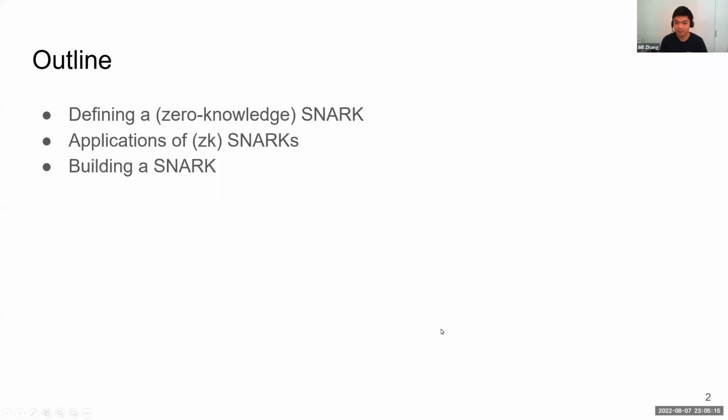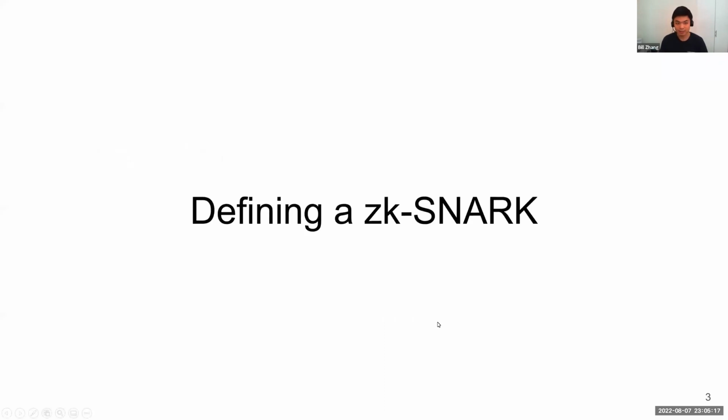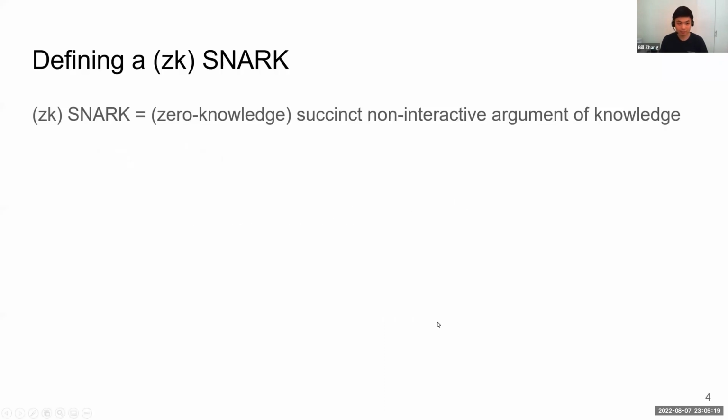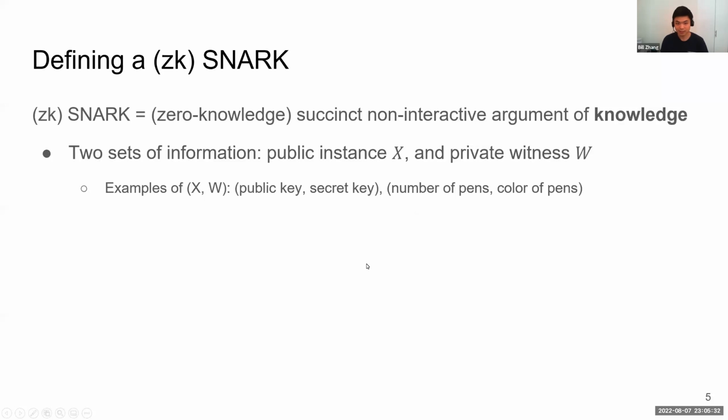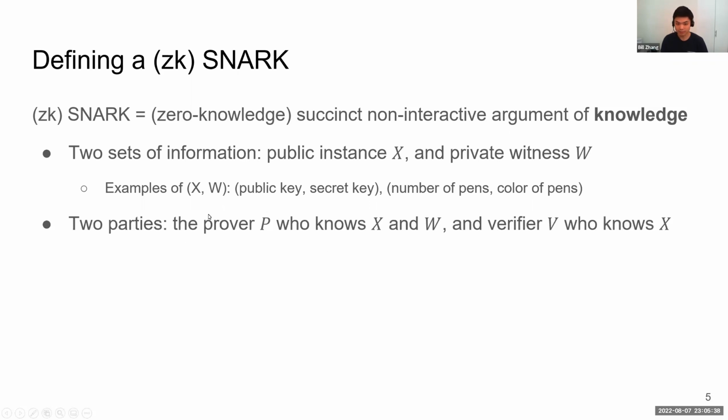based on our definition. So reminder, when we had defined a SNARK, we've broken the acronym down into these words. It's a zero knowledge, succinct, non-interactive argument of knowledge. We had talked about what each of these means, like how knowledge is comprised of a public instance, X, and a private witness, W. And there's 2 parties here. There's a prover, P, who knows both of them. But then there's a verifier who only knows the public information.